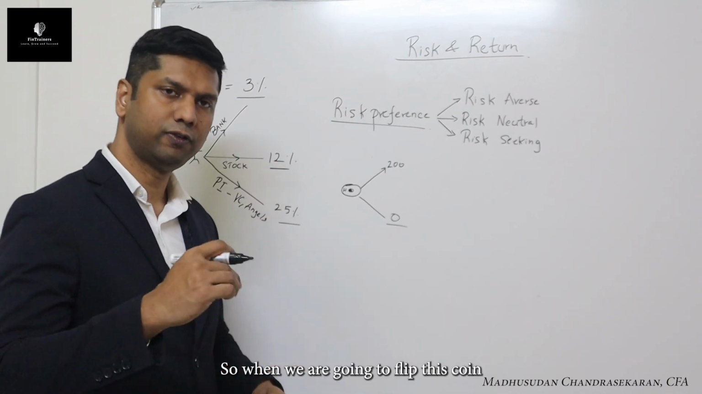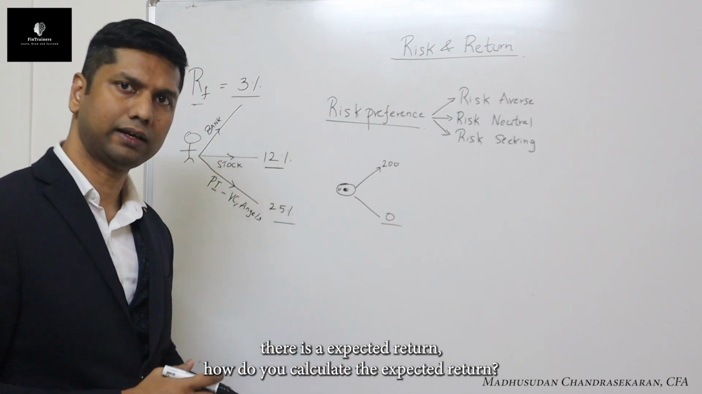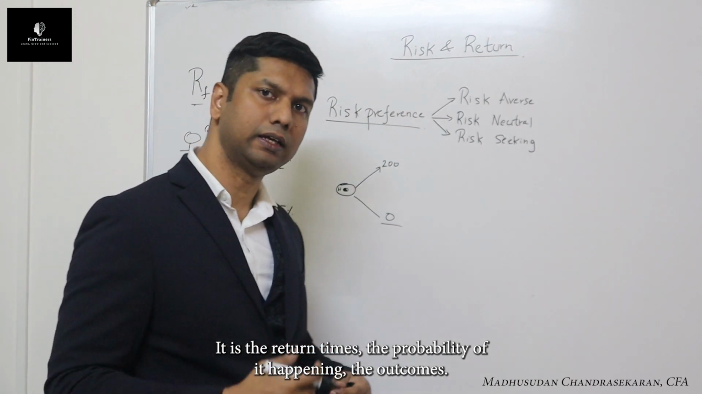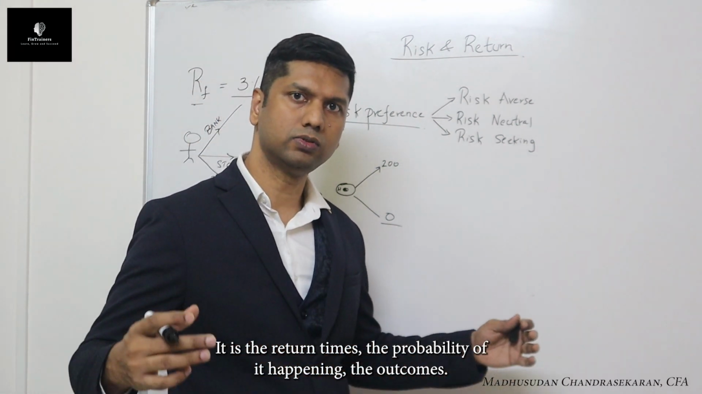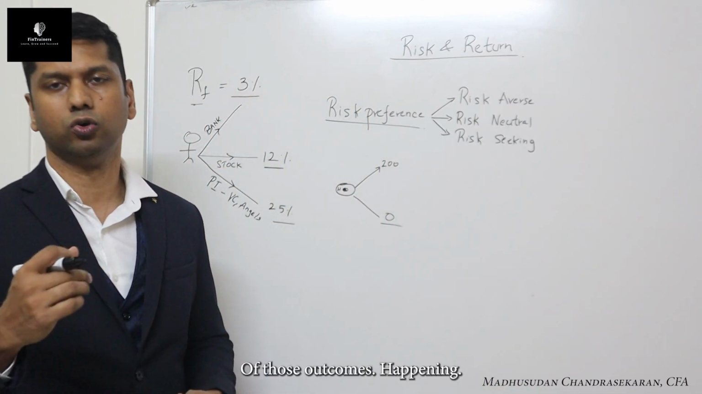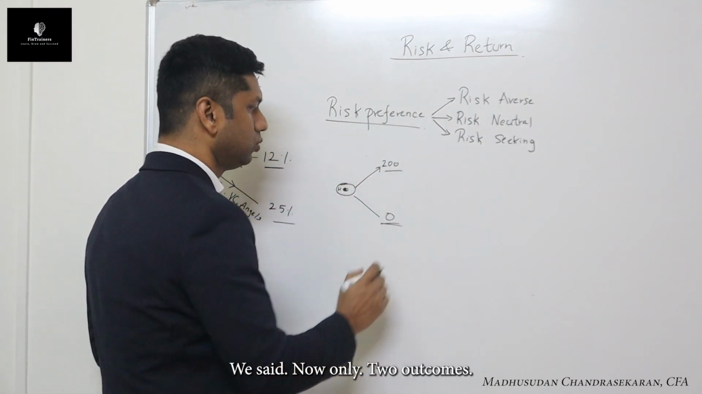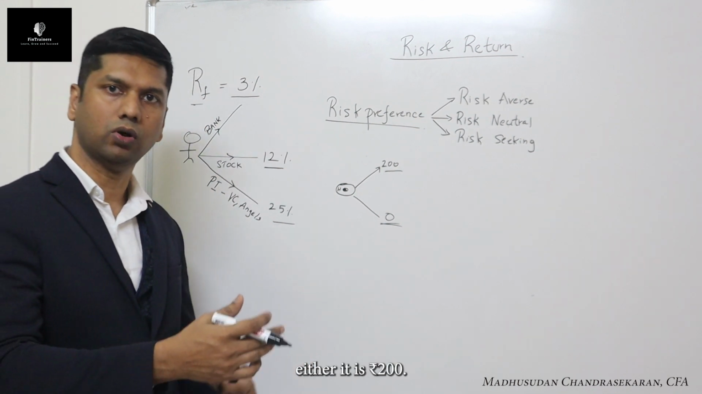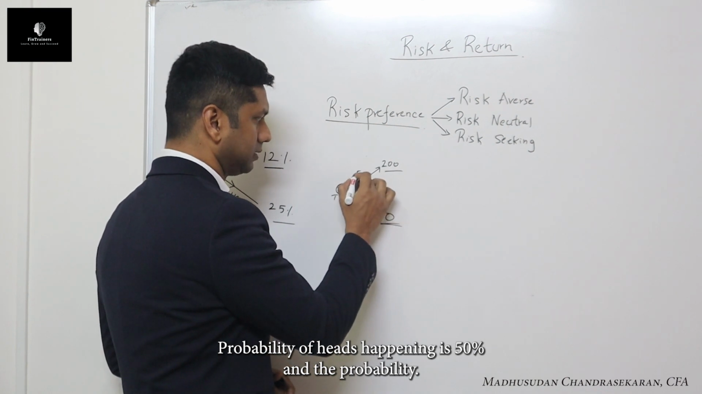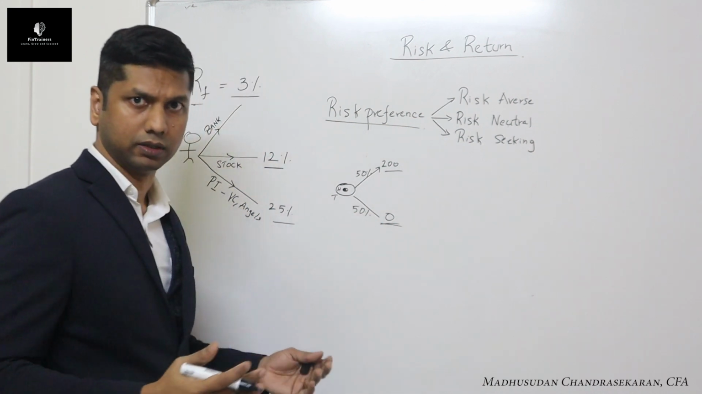So when we are going to flip this coin, that is an expected return. How do you calculate the expected return? It is the return times the probability of it happening. The return outcomes times the probability of each of those outcomes happening. So in this case, we said there are only two outcomes, either it is 200 rupees or 0. And the probability of heads happening is 50%, and the probability of tails happening is 50%.